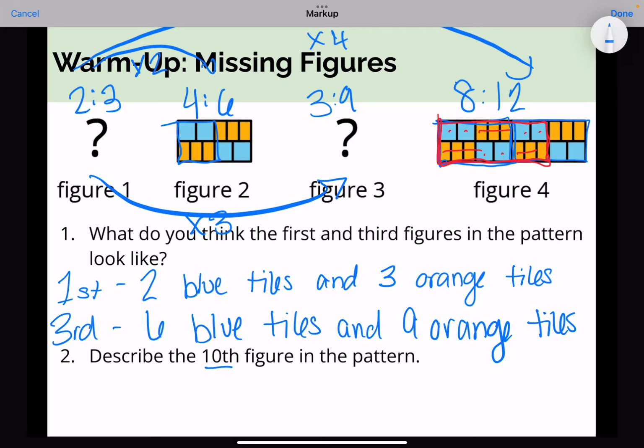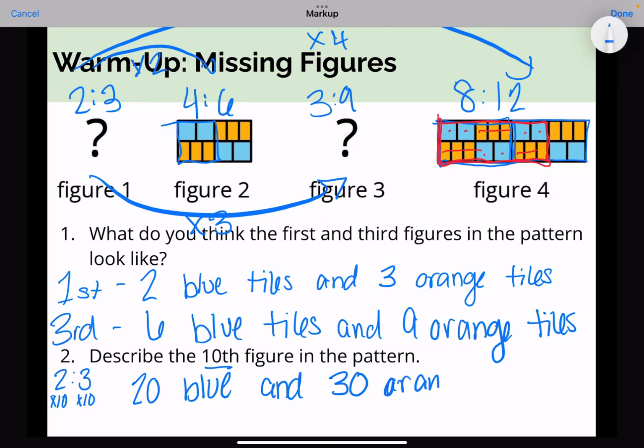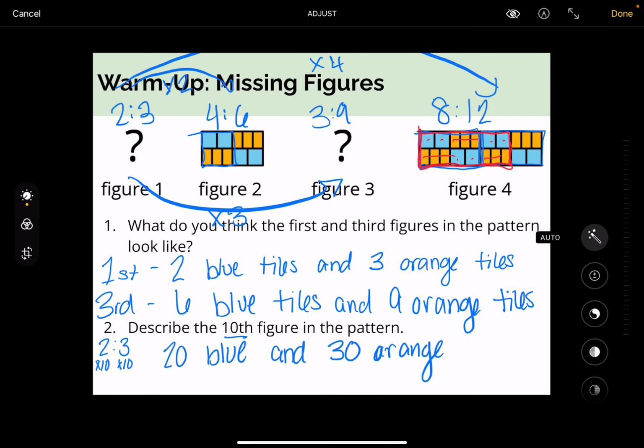So we can assume that in the 10th figure, they're going to take our ratio of 2 to 3 and multiply it by 10, giving us 20 blue tiles and 30 orange. Once you have this done, let's go ahead and move on to our first task of the day.